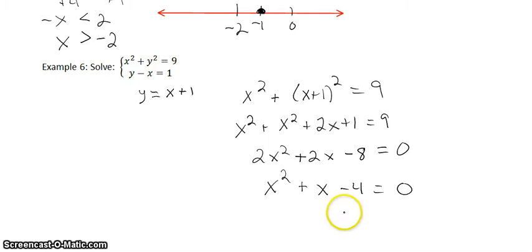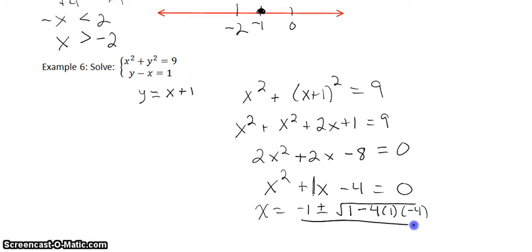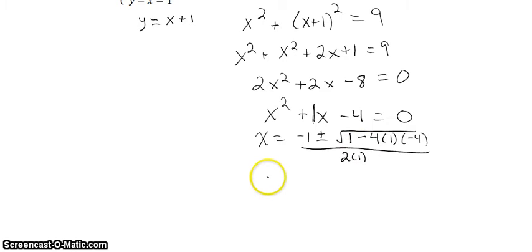Alright, and now you could try to factor, but there's not going to be factors of negative 4 that give you a 1. So what that means is we have to use the quadratic formula. So x equals negative b, that's just a 1, so it's negative 1, plus or minus the square root of b squared, which is 1, minus 4 times a times c all over 2a. Okay, then we'll just simplify here. So x equals negative 1 plus or minus the square root, and this would be 1 plus 16, so that'd be 17, all over 2.